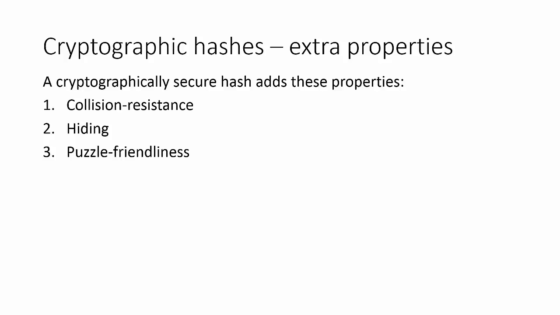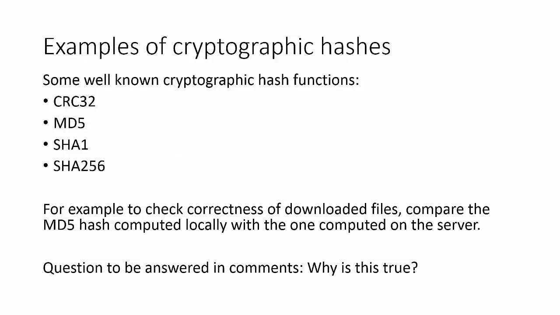These are collision resistance, hiding and puzzle friendliness. We will only examine the collision resistance at this time. Here we show some well-known crypto hashes. When you download a large file from a website, you sometimes are shown a hash on the website. Once you have downloaded the file, you can check its correctness by computing the hash on your PC. If the hashes are the same, you have the same file as on the server with a very high probability. A question you may answer in the comments: why is this true?